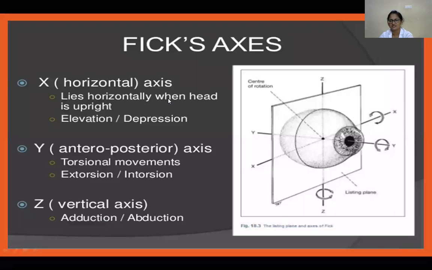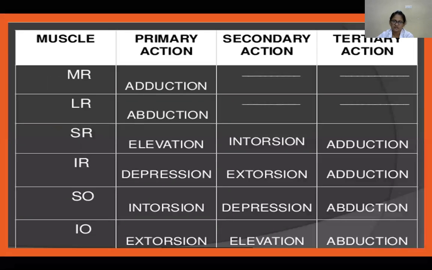In the horizontal axis, elevation or depression takes place. Whereas in the anterior posterior axis, extorsion and intorsion take place. Whereas in the vertical axis, abduction and adduction of the eyeballs take place. Okay. Next, these are the muscles: medial rectus, lateral rectus, superior rectus, inferior rectus, superior oblique and inferior oblique.